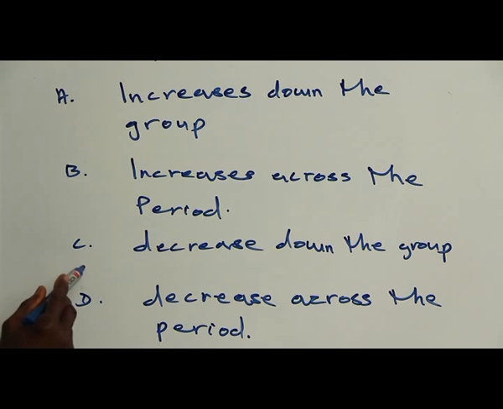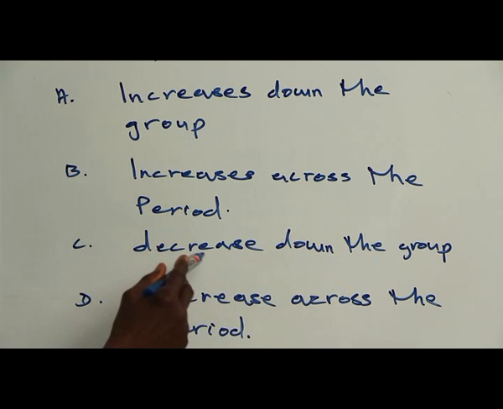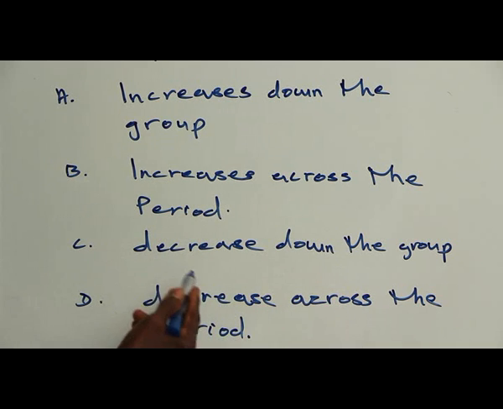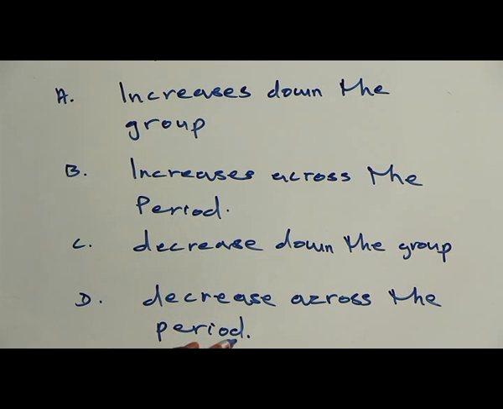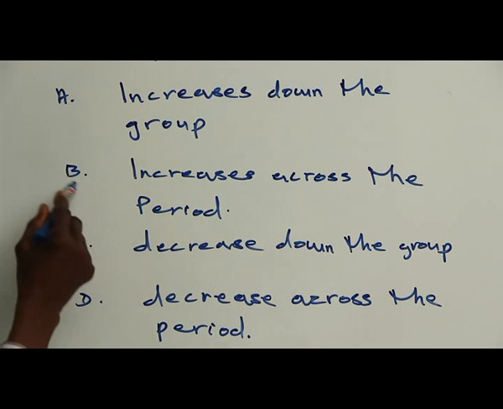C is not the correct option. It says decreases down the group. It cannot decrease down the group because as you go down the group, the size of the atom becomes bigger. Of course, the screening effect also increases, so it cannot be C. D, decreases across the period. It does not decrease across the period because across the period, the size of the atom decreases and the effective nuclear charge increases. So we don't expect electron affinity to decrease across the period. And consequently, the correct option is B, increases across the period.